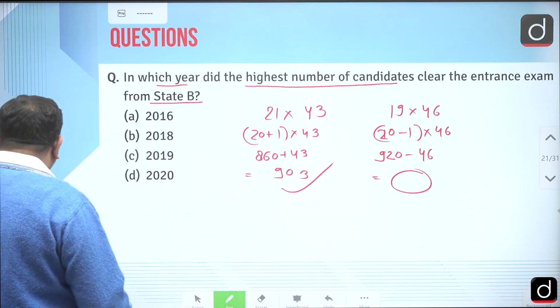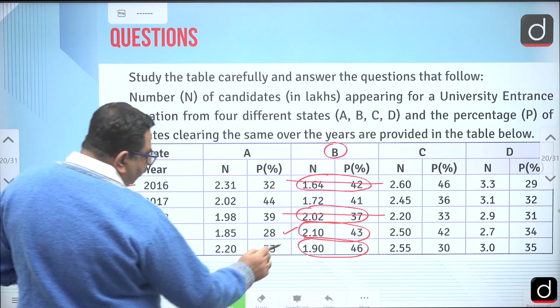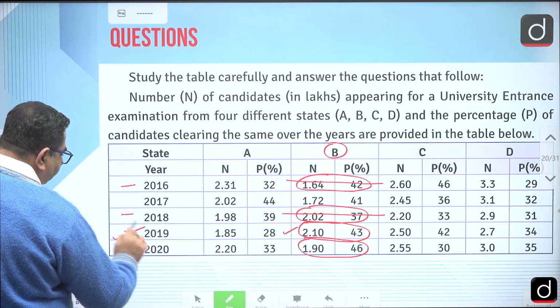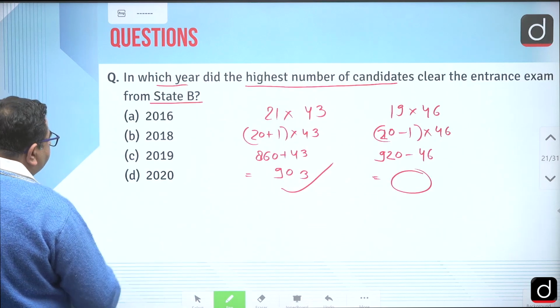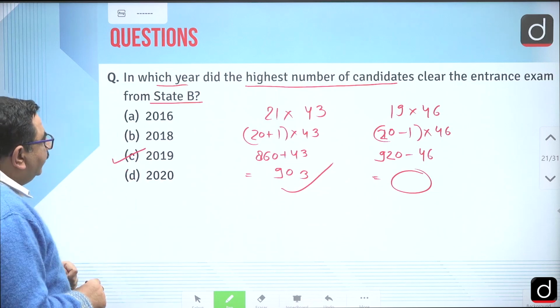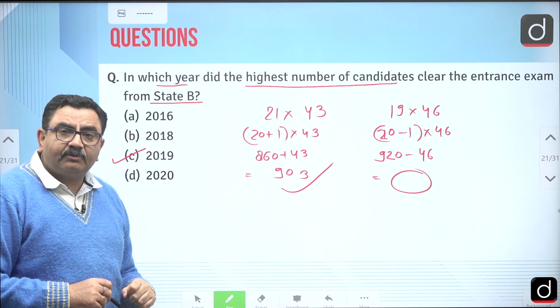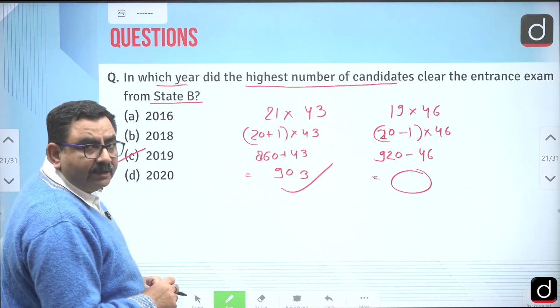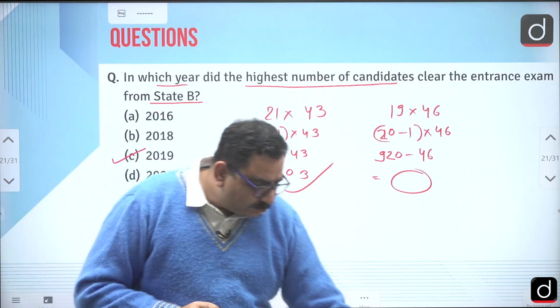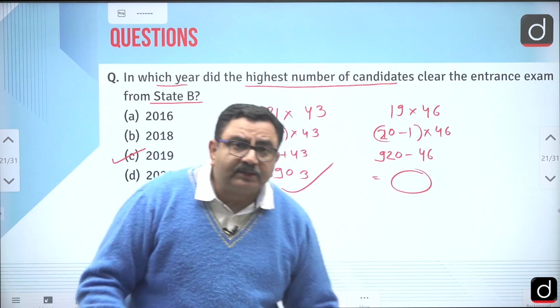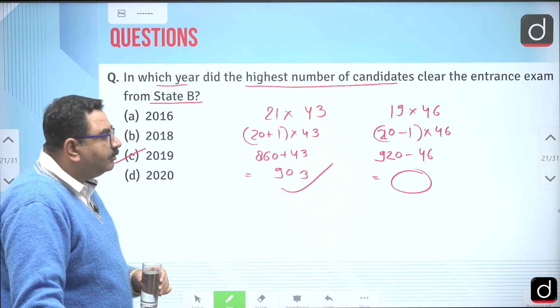So 21 into 43 was coming for the year 2019. So we can say easily that in 2019 there was the highest number of candidates who cleared the exam. I hope these two questions are clear. These are somewhat calculation intensive, but we can solve them easily.